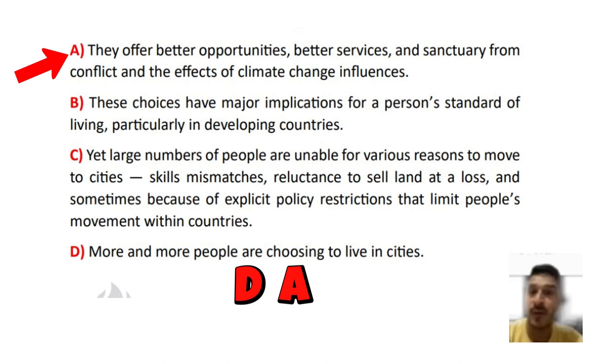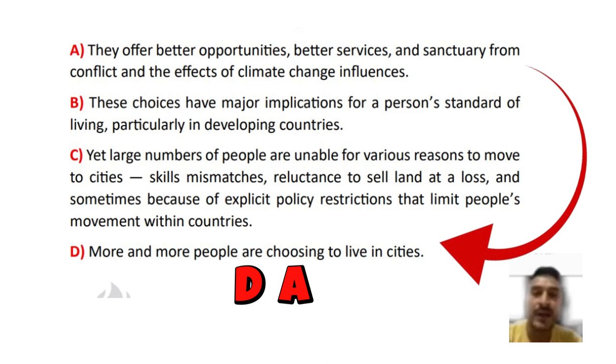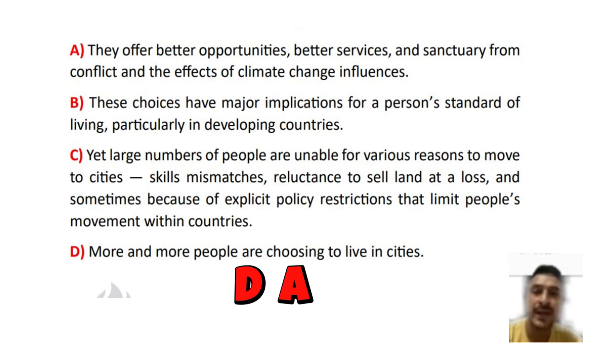In option A, they offer better opportunities, better services, and sanctuary from conflict and the effects of climate change. Now we are left with only B or C. What will come after A? We know after D, A will come. We got one correct pair and you will get 1 mark. We have 4 options in total, which means this question contributes 3 marks. How can you calculate the total score for this question? Number of options minus 1 is equal to marks. If we have 4 options and minus 1, that is 3. So this question contributes 3 marks towards your PTE reading.